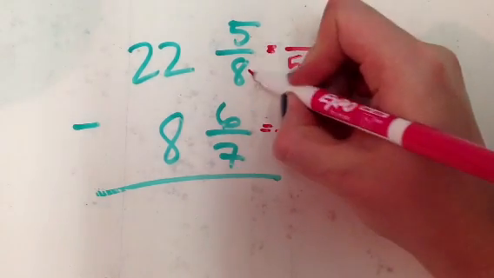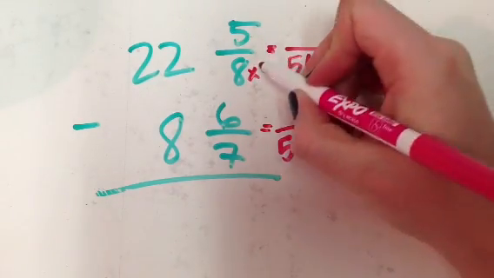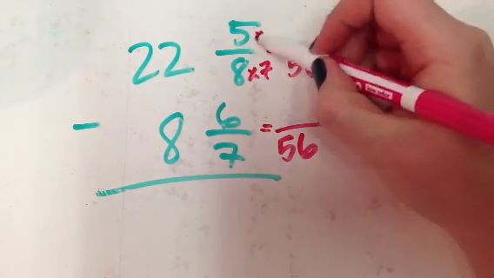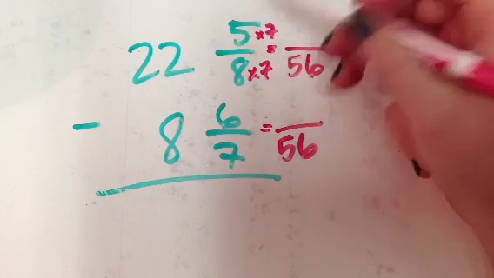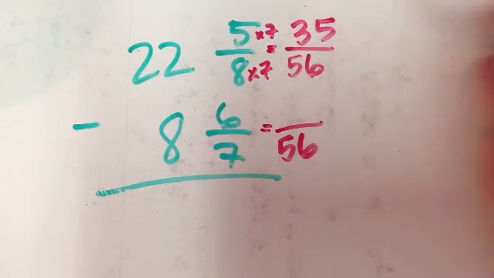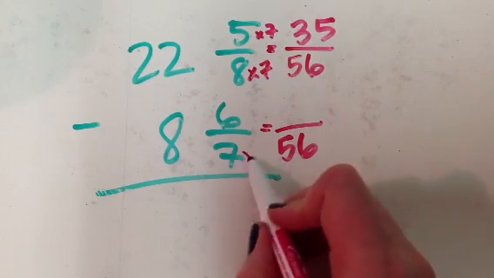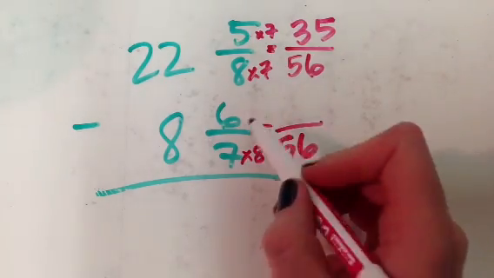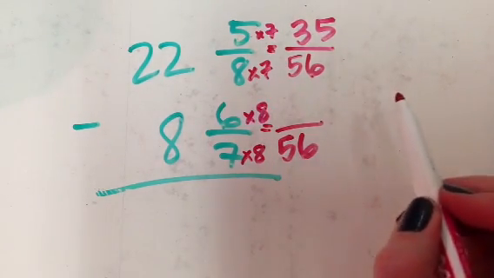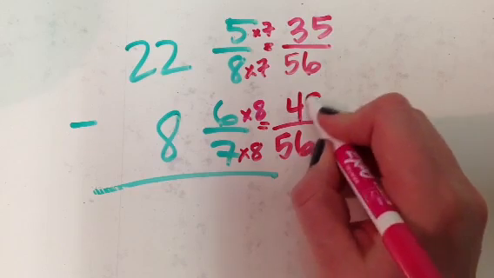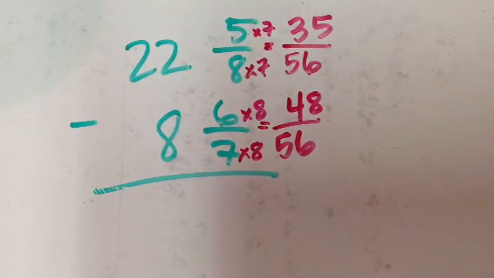Alrighty, so 8 times what gave me 56? Well, it was 7. So now I multiply my top number by that. 7 times 5, 35. 7 times what gave me 56? Well, it was 8, right? So 6 times 8 is what? 48. So there I've just found my common denominator, right? And converted my fractions all over.